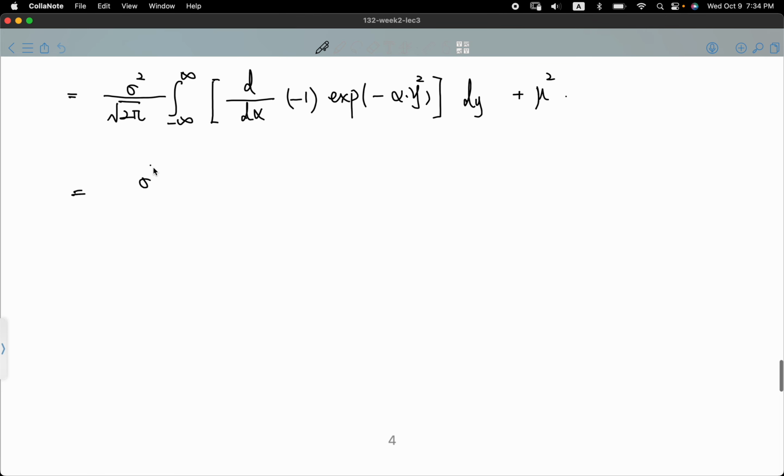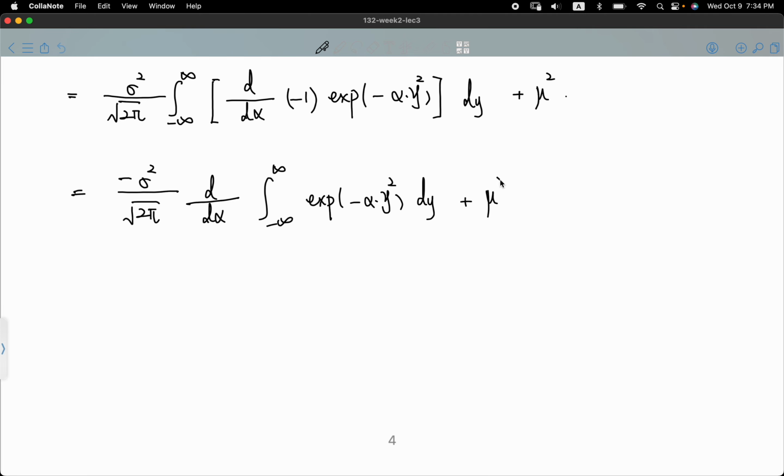which is sigma square over 2 pi, and then d alpha, but integral from that. Then let me also put the negative sign here. Dy plus mu squared. Okay, then let's see.